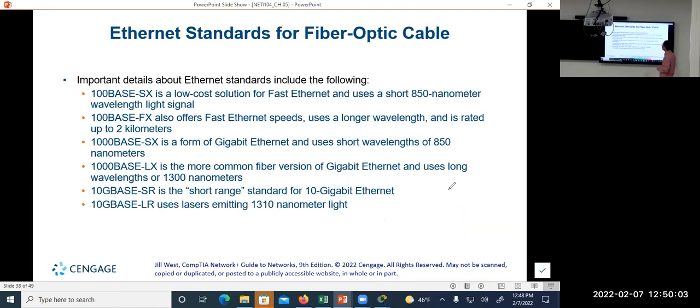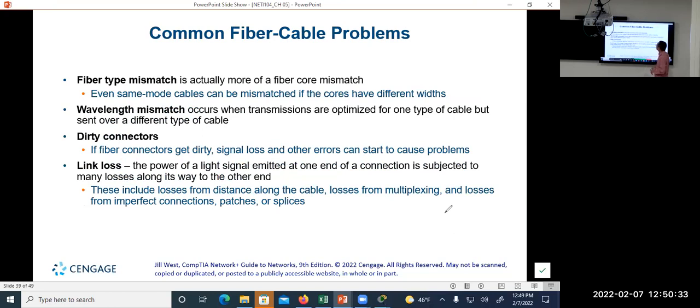Okay, so for the Ethernet standards for the fiber optical cable, you have some standards. You have 100BASE-SX here, you have 100BASE-FX, and so on here. And it depends on the wavelength also. You have the window of the 850 nanometer wavelength, or you have the 1310 nanometer light here. Okay, now you have the common fiber cable problems.